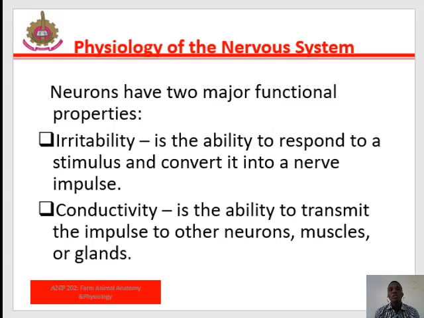Then we have the physiology of the nervous system. Neurons have two major functional properties. One, irritability. It is the ability to respond to a stimulus and convert it into a nerve impulse. The second one is conductivity. It is the ability to transmit the impulse to other neurons, muscles, or glands.